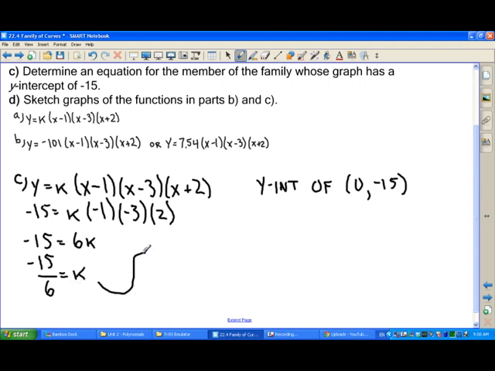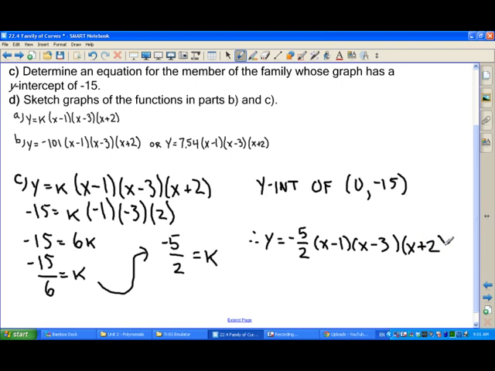We need to reduce that. So I can divide the numerator and denominator by 3, and I end up with negative 5 halves is equal to k. So my equation that satisfies this y-intercept of negative 15 would be y equals negative 5 halves times (x minus 1) times (x minus 3) times (x plus 2).